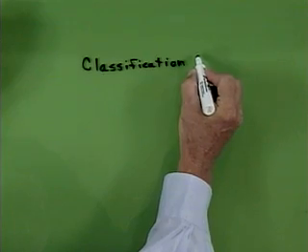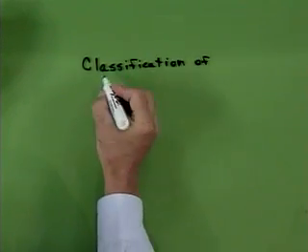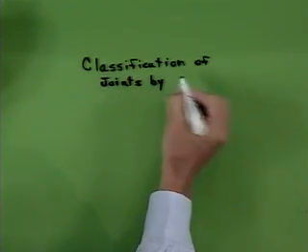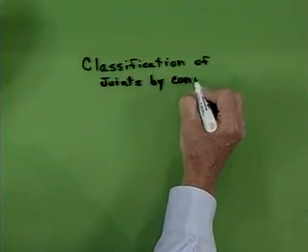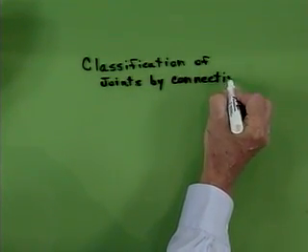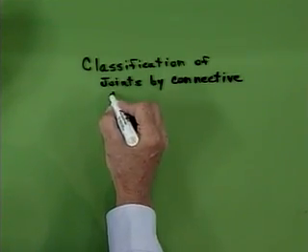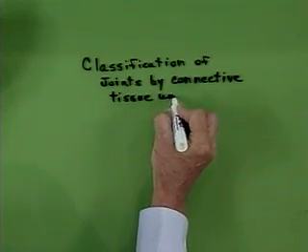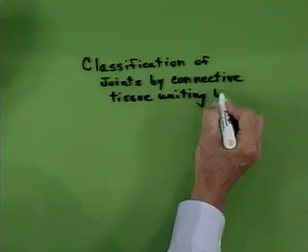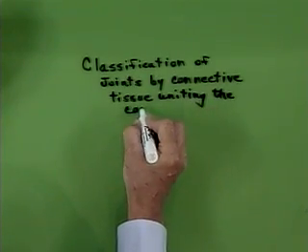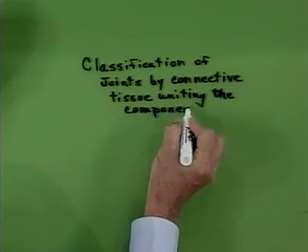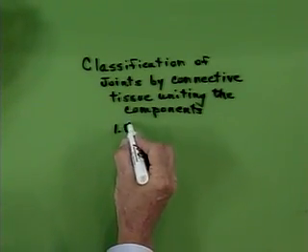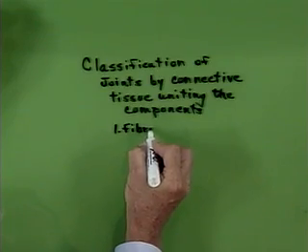So we'll classify joints by the kind of connective tissue that's uniting the skeletal components. And this is the most useful taxonomy or classification scheme that's used. And if we do this, we end up with three different categories. First category, if the connective tissue is CT proper, the category is called fibrous joints.